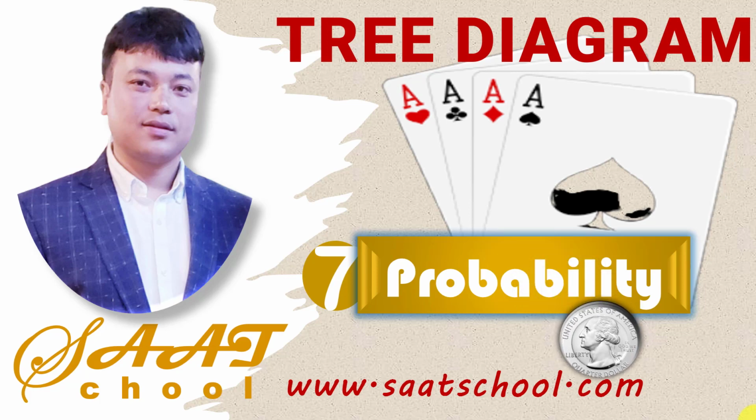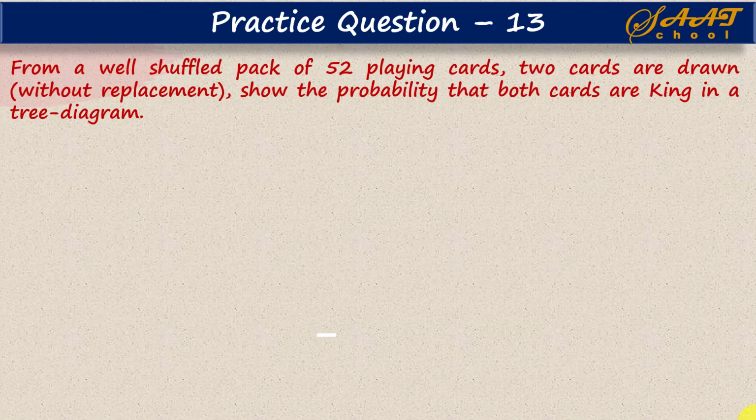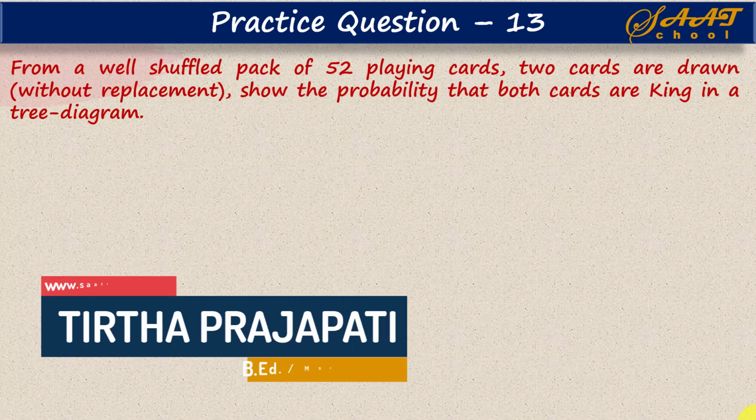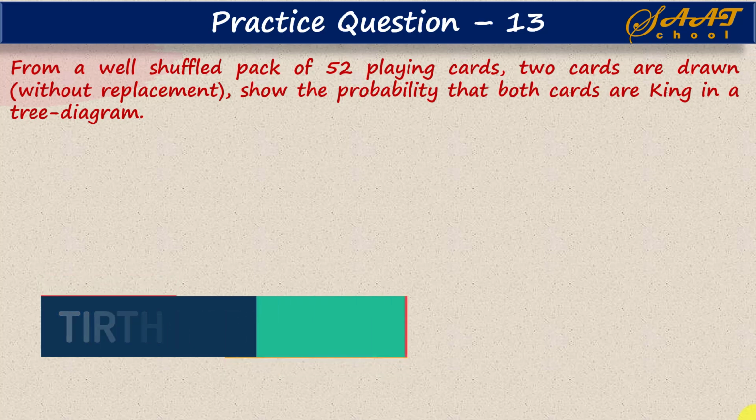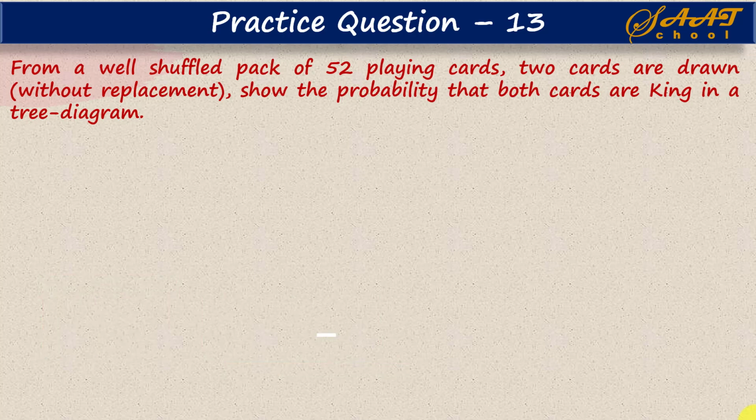Let's get started. Now here is practice question 13. From a well shuffled pack of 52 playing cards, 2 cards are drawn without replacement. Now we have to show the probability that both cards are king in a tree diagram. Here we know we have 52 cards, of them 4 are king.